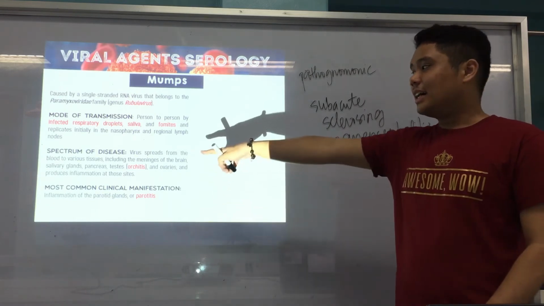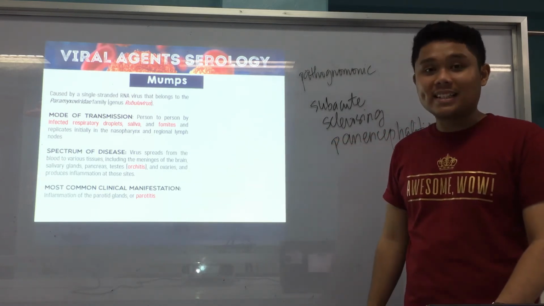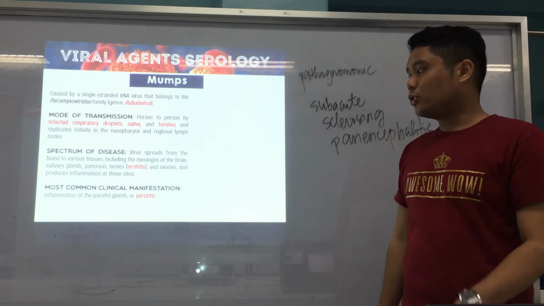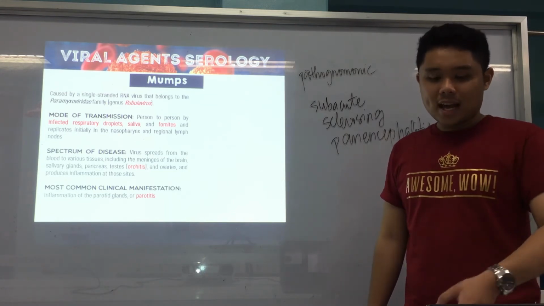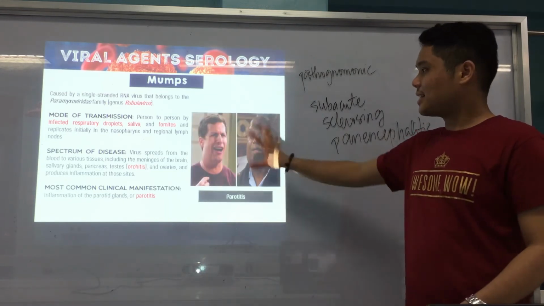That is also known as orchitis, inflammation of your testes. It can also go to your ovaries and produce inflammation at those sites. And this is your parotitis.